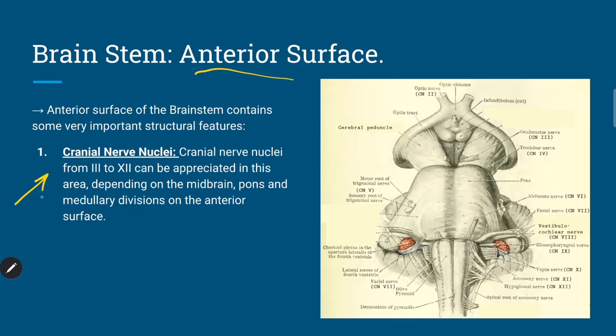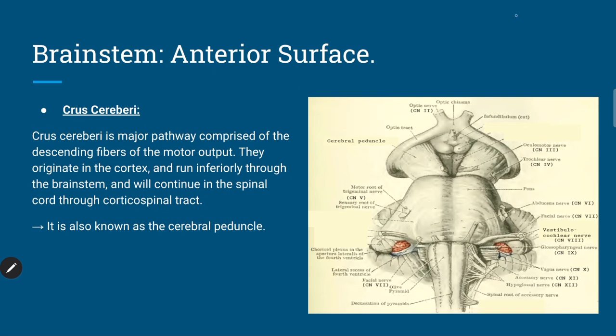First of all, the cranial nerve nuclei. So 3 to 12 can be appreciated in this area, depending on the area, that is to say the midbrain, pons, and medullary division on the anterior surface. So you can appreciate most of the cranial nerves in the anterior surface of the brainstem. The second important structure is the crus cerebri.